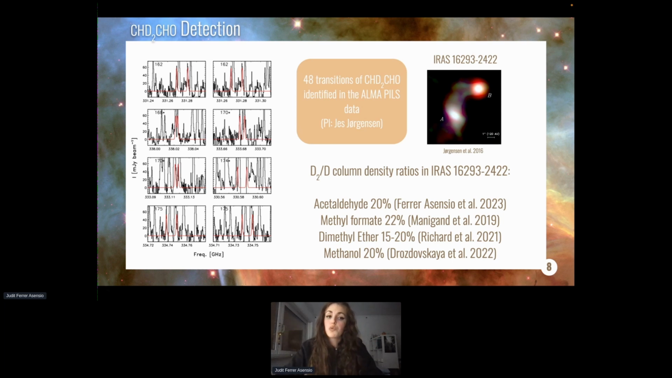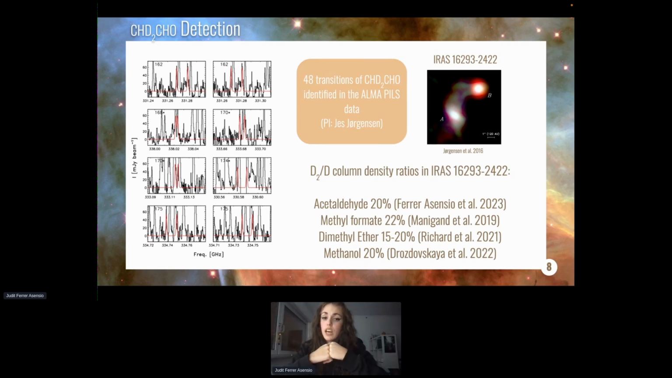So from these observations, we were able to retrieve column density ratios between the doubly deuterated and the singly deuterated acetaldehyde. And we found a percentage for our molecule of 20%. And this percentage is really similar to the percentage found for other COMs in this same source, which all oscillate around 20%. So we have here methyl formate of 22%, dimethyl ether between 15 and 20, and methanol 20%. So this means that 1 out of 5 molecules, more or less, undergoes a second deuteration.